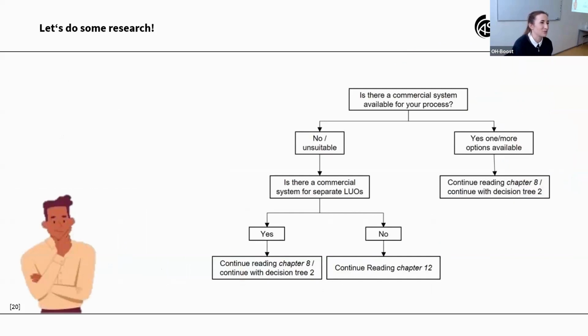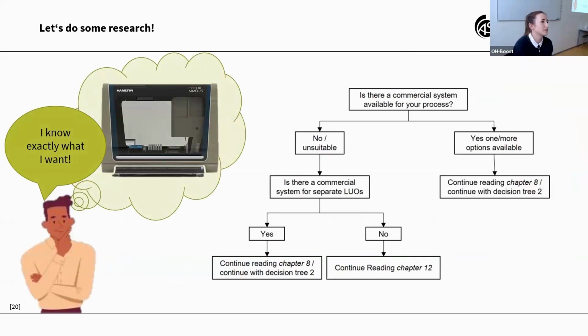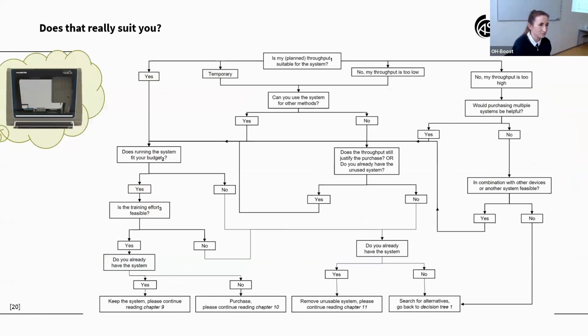So now he came to decision tree 1. In decision tree 1, we are asked if there is a commercial system available for our process. And that triggers us to do research. John also did research, and he knows exactly what he wants. He wants, in this case, a liquid handling station from Hamilton. So there is a commercial system available, and we can continue with decision tree 2.